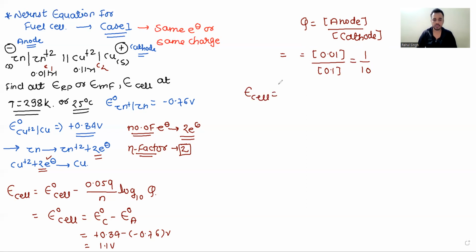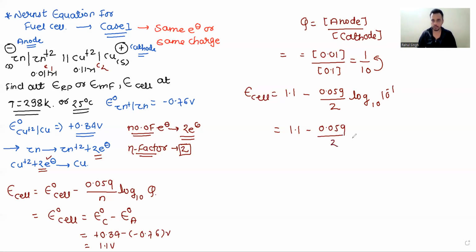E cell for this particular equation will be 1.1 minus 0.059 divided by 2, where 2 is our n factor, and log to the base 10 of 1 upon 10. This 10 will shift to the numerator side, so we get 10 to the power minus 1. Okay, I will solve this one again.